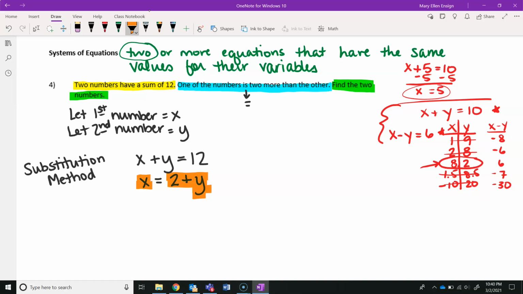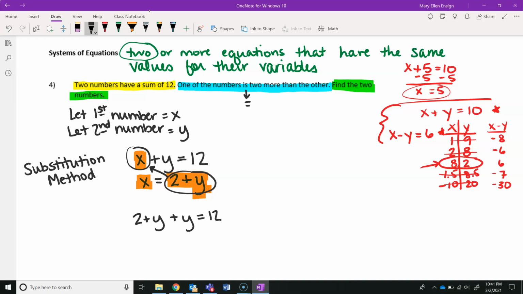So even think about the little cards we made last week, right? We can pull out the x card and plug in the 2 plus y card, and it means exactly the same thing. So what we're going to do in that case is take this 2 plus y, and substitute it in for x right here in this other equation. Okay, so I have x in this other equation. But since x and 2 plus y mean exactly the same thing, I'm going to substitute 2 plus y in place of x.